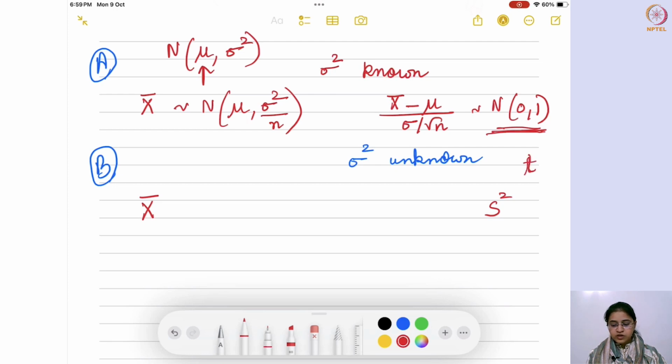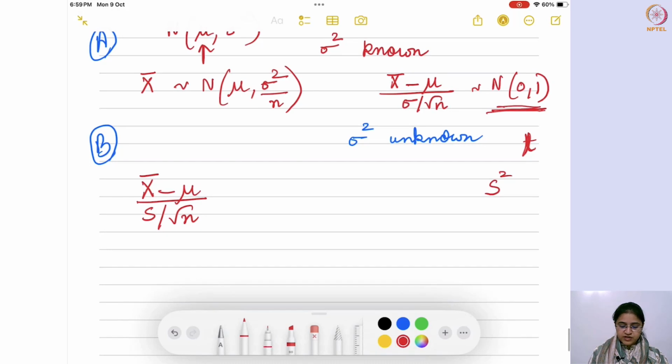In order to understand what the t distribution is, what we will finally obtain is that when we replace sigma by s, the sample standard deviation, it will no longer follow the standard normal distribution, rather it would follow a t distribution with degrees of freedom n minus 1.